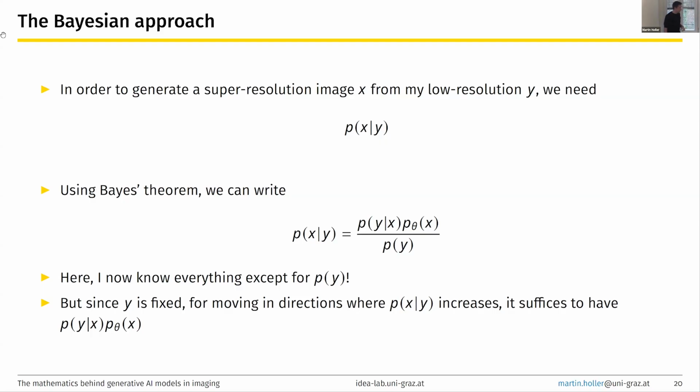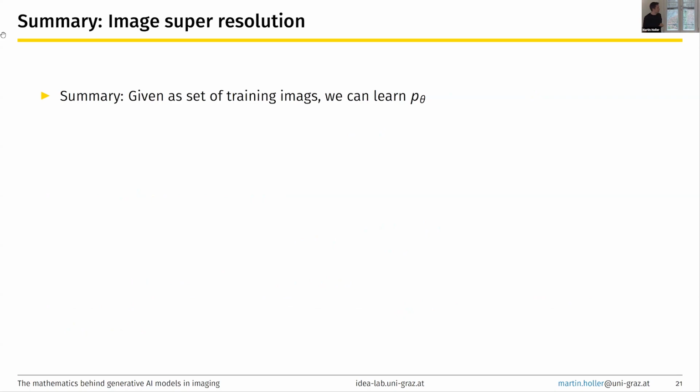Okay, and with this, I can actually carry out my sampling algorithm. I have all my ingredients that I need. So let's try to summarize again. Okay, what have we now achieved?